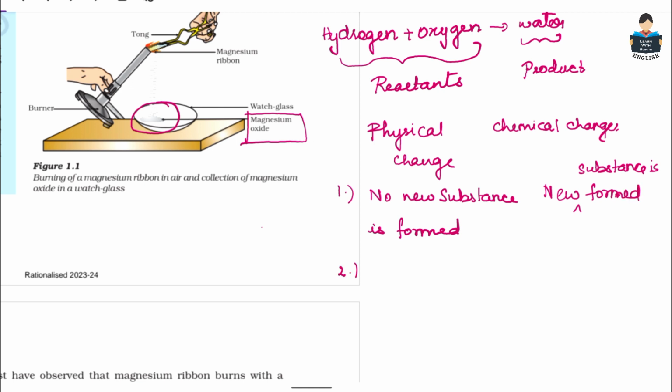The second point, in a physical change, the changes are reversible. But in a chemical change, the changes are normally not reversible. So the changes are irreversible.